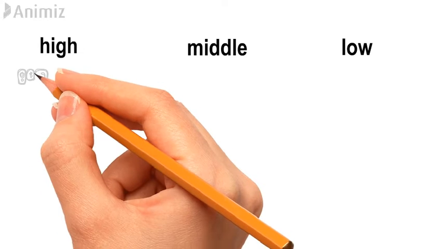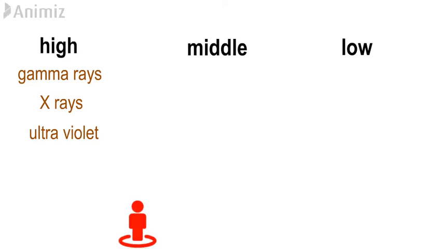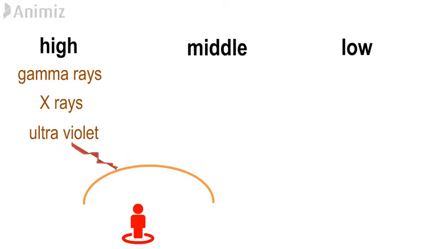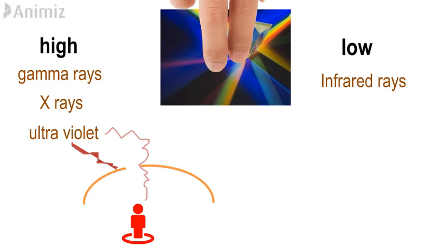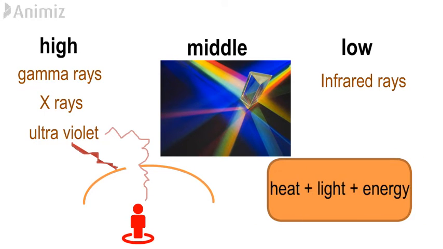Waves with high frequency include gamma rays, X-rays, and ultraviolet rays. The most harmful ultraviolet radiation is absorbed by the Earth's atmosphere, so it can't reach us, while the less dangerous ones travel through it and can cause sunburns on our skin. The waves with much lower frequency are represented by the infrared rays. Between them, there is the visible spectrum, which gives birth to all the colors we see in our world. All these rays together create the heat, light, and energy we need to live.